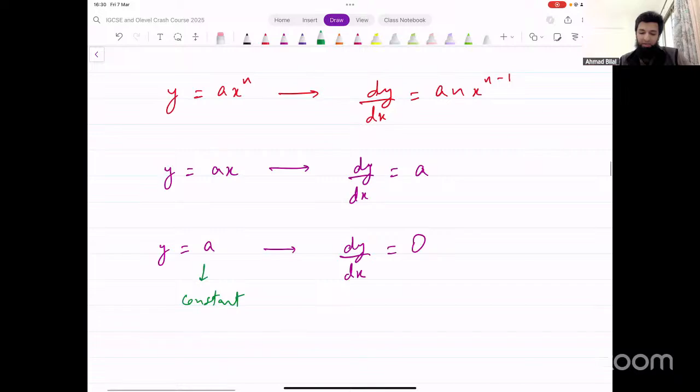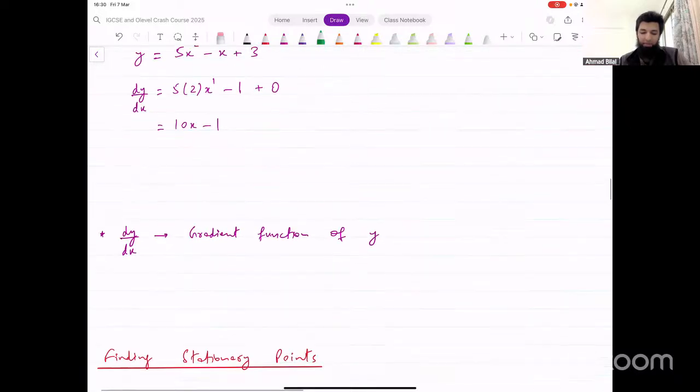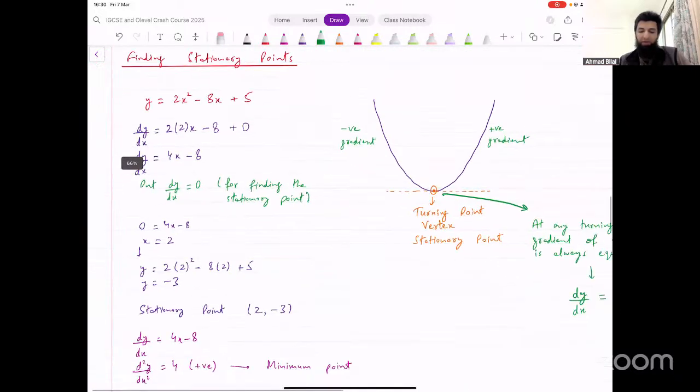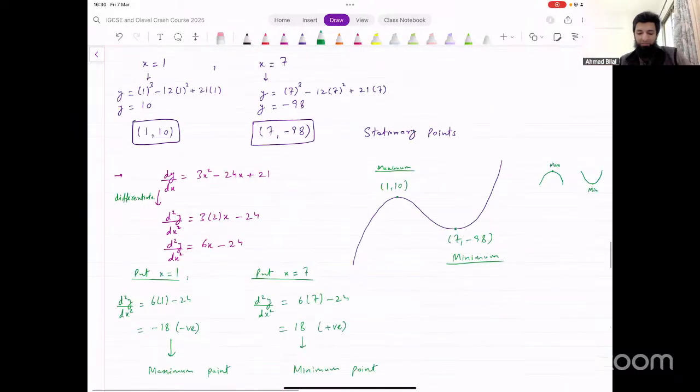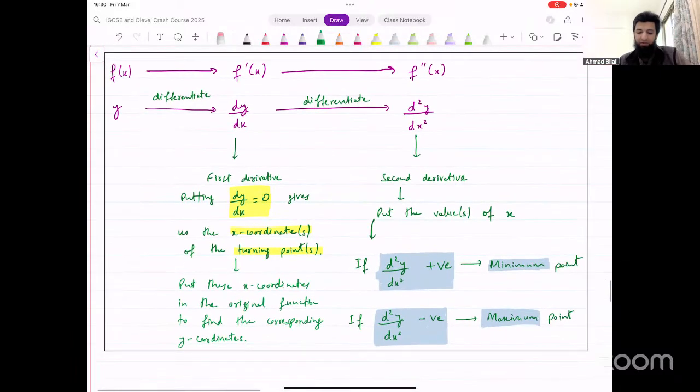We summarize that here. And then for finding stationary points, what we do is we put the derivative equal to 0. That gives us the stationary points. For finding whether the stationary points are maximum or minimum, we find the second derivative. If the second derivative is positive, we have a minimum point. If the second derivative is negative, we have a maximum point.